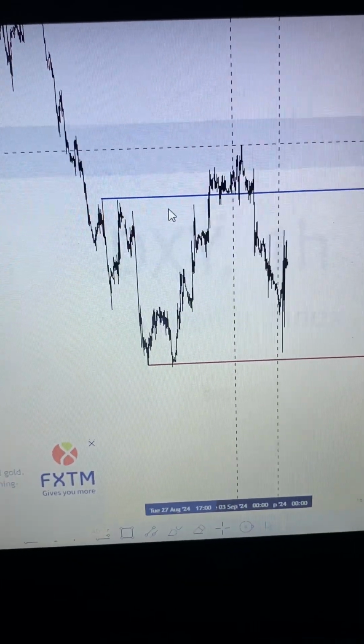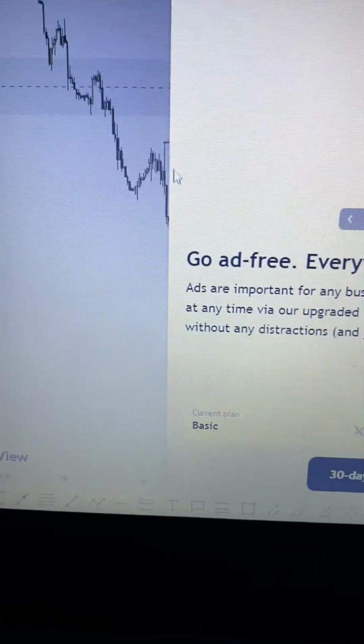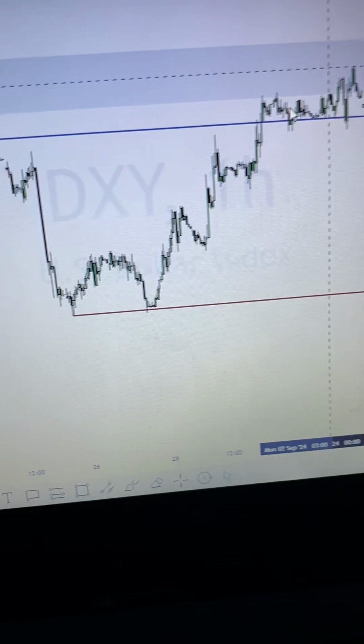But upon returning to touch the fair value gap, we had equal highs and equal lows. Let me remove this ad. So these two highs are your buy side liquidity, and these two lows are your sell side liquidity. As you can see, price firstly went to the buy side, taking out buy side, and then revisiting that daily fair value gap.